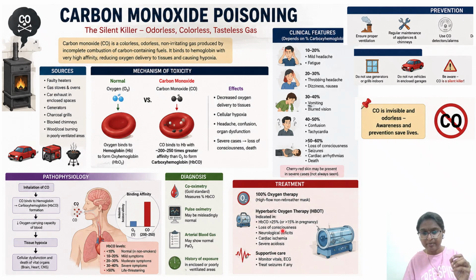Hyperbaric oxygen is used whenever the carboxyhemoglobin concentration is more than 25%, and 15% in the case of pregnancy. Also with loss of consciousness, neurological deficits, cardiac ischemia, and severe acidosis. In such cases only you have to go for hyperbaric oxygen treatment. Otherwise, the treatment itself will have certain adverse effects. You can go back and read about that also. Then the next one is supportive care. You have to monitor vital signs, ECG, and if there are any seizures, you have to take care of that.